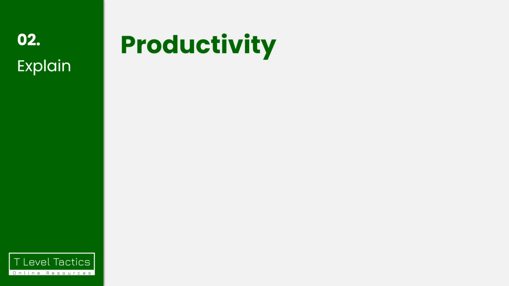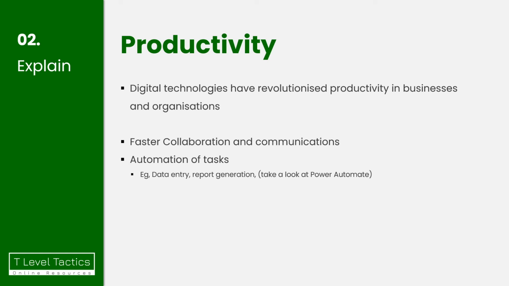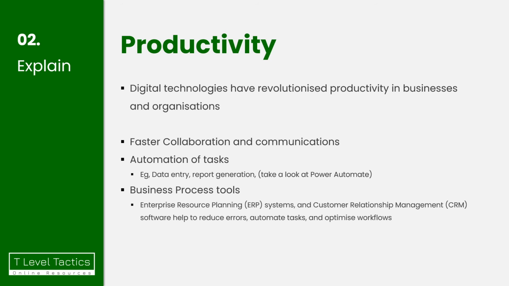In terms of productivity, digital technologies have revolutionized this in business and organizations. Digital technologies have enabled faster collaboration and communications, the automation of tasks such as data entry and reports generation. Take a look at Microsoft's Power Automate for an example of this. We've got business process tools with enterprise resource planning systems and customer relationship management software to help reduce errors, automate tasks, and optimize workflows.